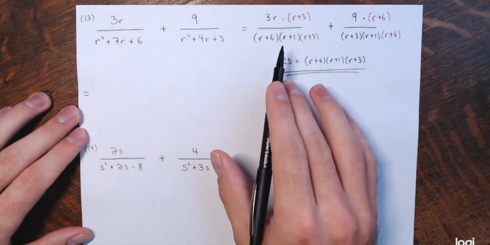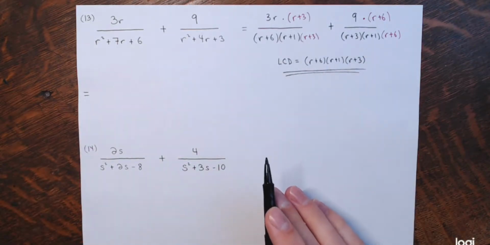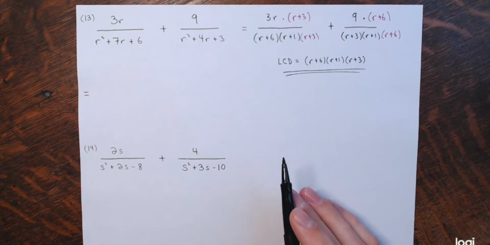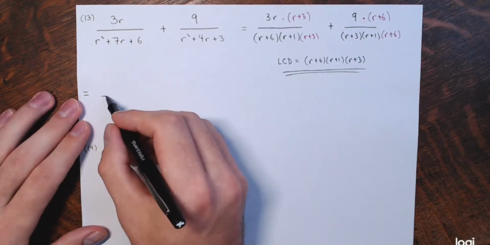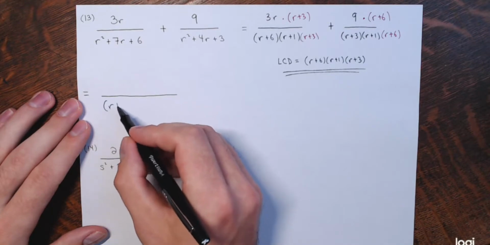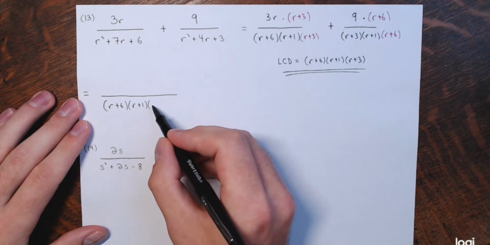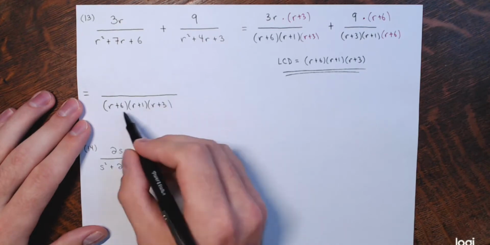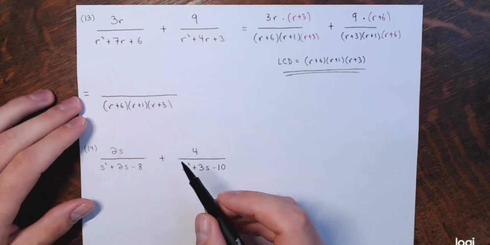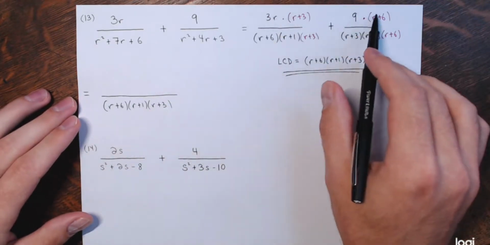So now that both fractions have the same denominator, this LCD as the denominator, I can put them together. And that common denominator will be the denominator of the sum. So the LCD, r plus 6 times r plus 1 times r plus 3, that's going to be the denominator of the sum. Now the numerator of the sum will just be the combination of these two numerators here.